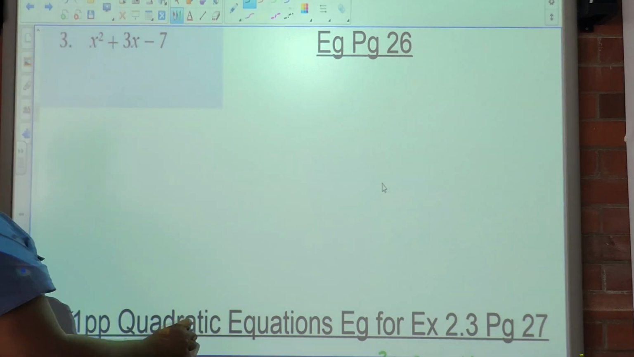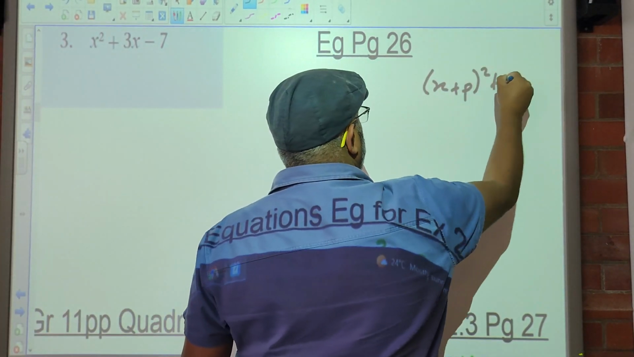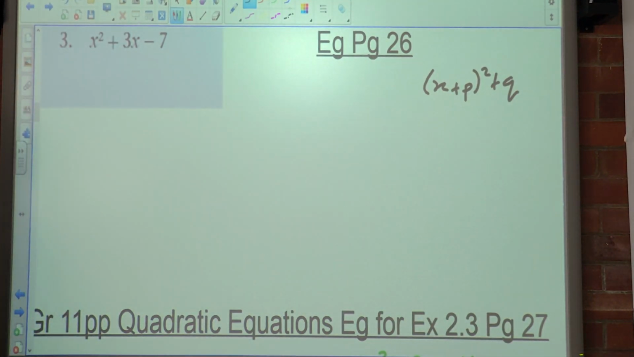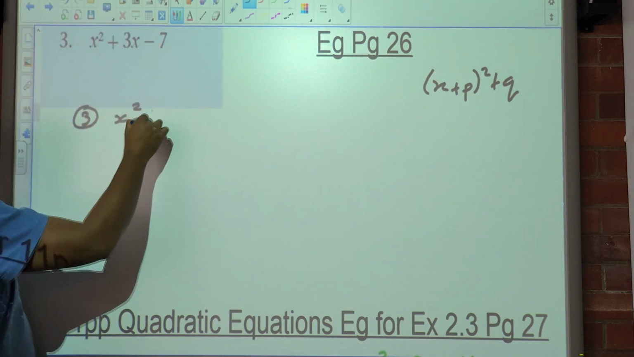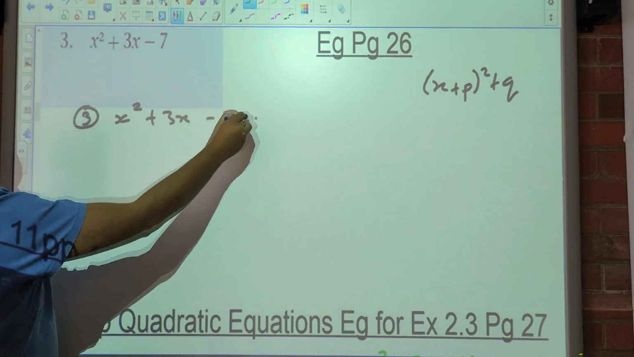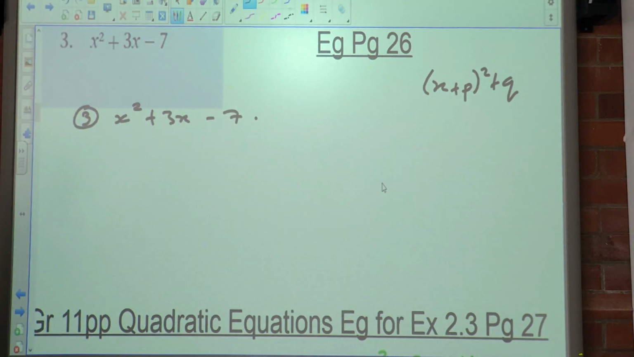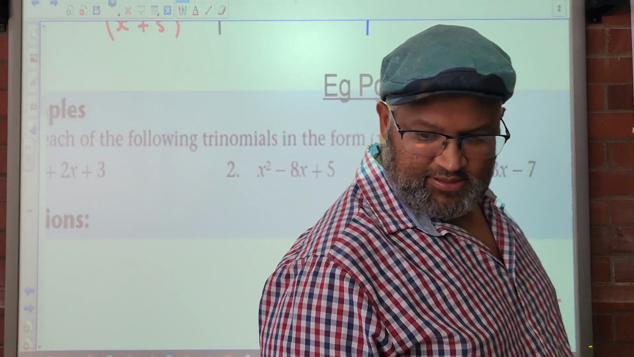Again we must write it in the form of (x plus p) squared plus q. That's what they call completing the square form. Okay? Let's look at number 3. We've got x squared plus 3x minus 7. Again we look at the first 2 terms. Not so.